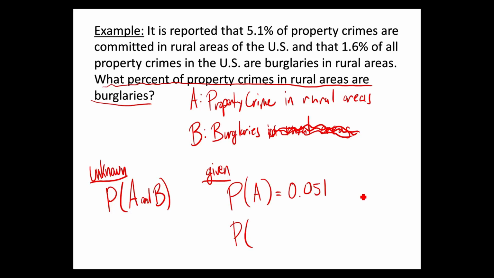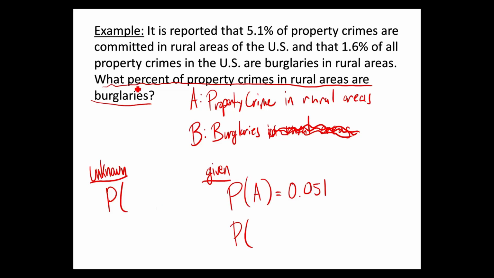No, it's not actually that. I think we got the goal wrong. What percent of property crimes in rural areas are burglaries? 1.6? No, that's in the whole U.S. If you look at every crime in all of the United States, 1.6% of them are burglaries in rural areas. I think it's giving us enough to answer the question, but I think we misidentified the unknown value.